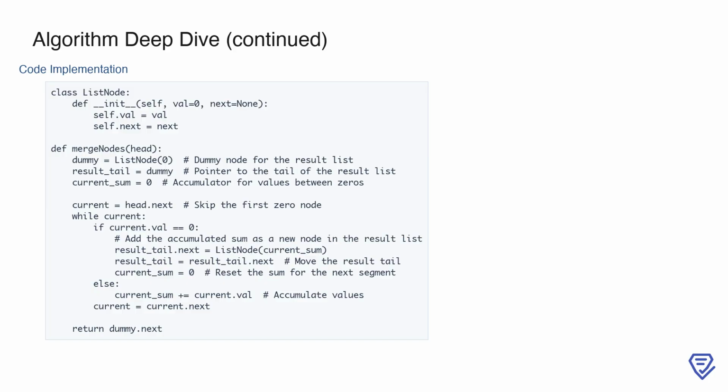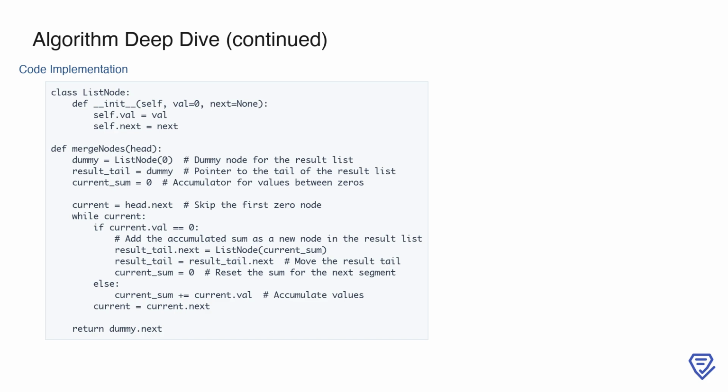Now, let's look at the actual implementation of the algorithm. We start by defining the ListNode class, which represents each node in the linked list. The mergeNodes function begins by creating a dummy node, which serves as the starting point for the result list. We use result_tail to track the last node in the result list and initialize current_sum to 0 for accumulating values. As we traverse the input list, we skip the first 0 node and begin processing from the next node.